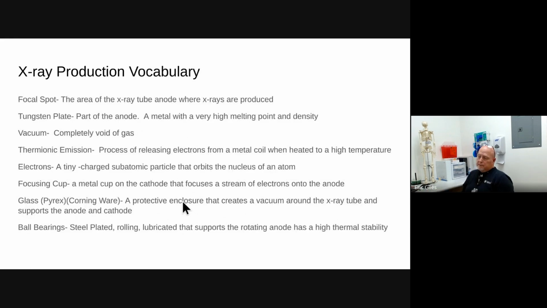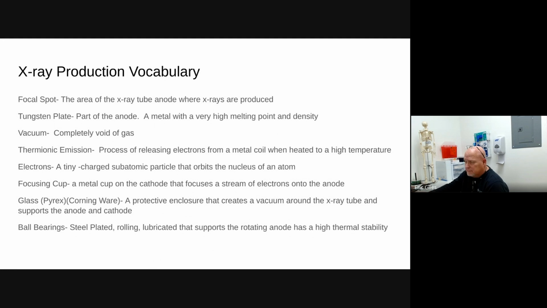So focal spot. This is the area of the X-ray tube, part of the anode, where X-rays are produced, and we'll talk about that more. The tungsten plate is part of the anode as well. So tungsten, we already know, is a metal with a very high melting point and density.